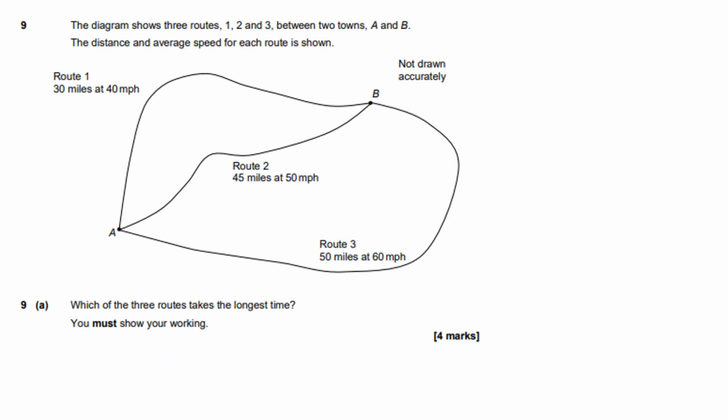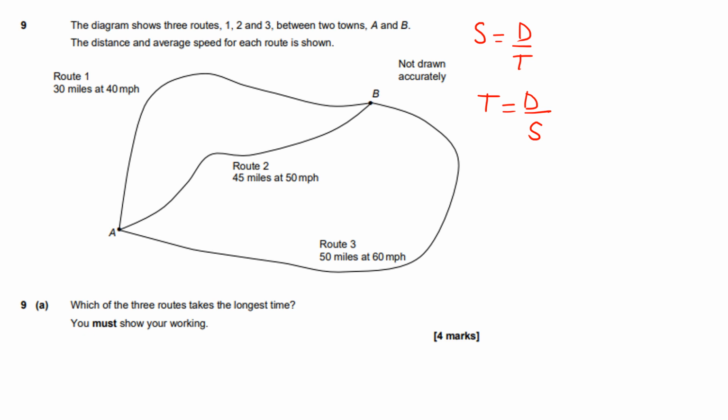So this is a speed, distance, time question, where we have 3 routes and we need to figure out which route is going to take the longest time. So we need to find out the time. To find out time, we know our formula is speed is equal to distance out of time, and we know time is going to be distance divided by the speed.